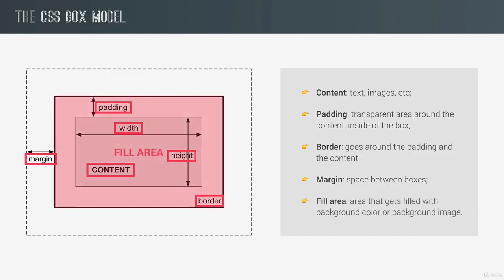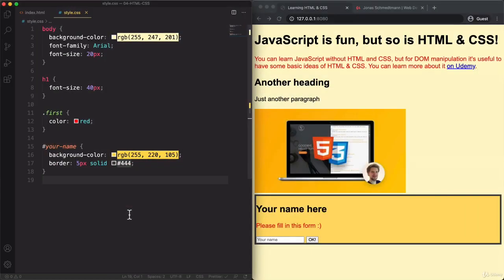And finally, there is something called the fill area. So remember how the text content and images go inside the content box? Well, the same does not apply for background images or the background color of a box. These properties will actually be applied not only to the content box, but to the entire fill area, which also includes the padding and the border, but not the margin. Okay? All right, so let's go back to our code and implement some of these properties.